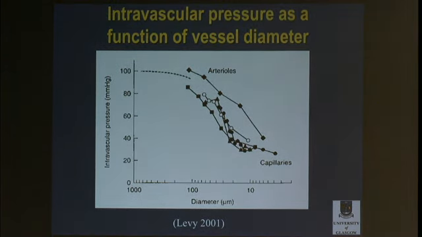Now, here's some clinical data by Levy in 2001, looking at a summary of various people's measurements. It's a review paper looking at intravascular pressure, again in millimeters of mercury, against the log of the diameter of vessels in microns. And the key feature is that once you get down to around 100 microns, maybe a little before that, you start to get, on this scale, what looks like a linear drop-off in pressure against this log diameter until you get down to the capillaries, the small vessels.